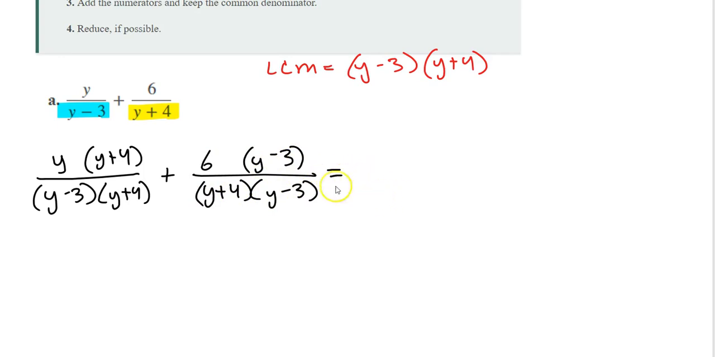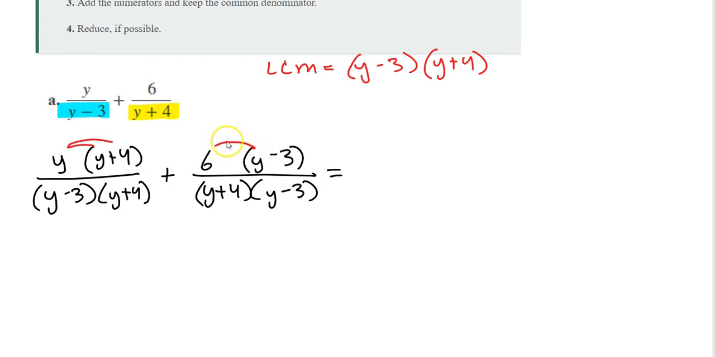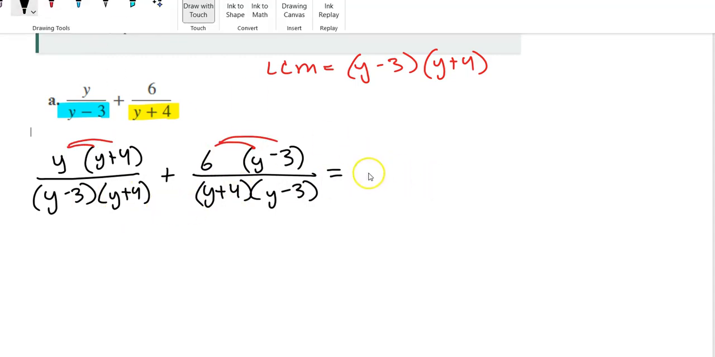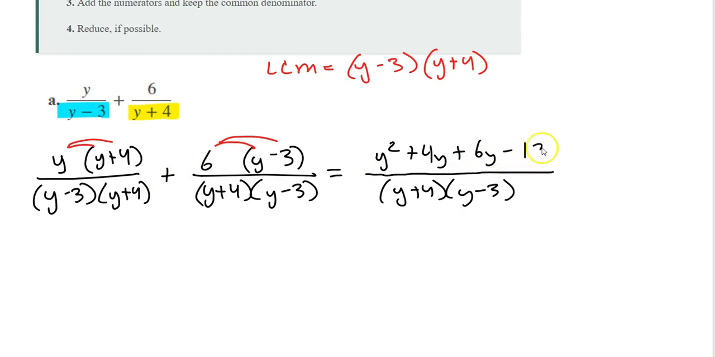Let's take this here, distribute that out, and distribute that out right there. The bottom I don't have to do anything to. The bottom I'm perfectly happy with right now. Let's continue on. Draw a little bit of a longer line here, and I'm going to have the y plus 4 and the y minus 3 on the bottom. Here I'm going to end up having y squared plus 4y, plus 6y minus 18.